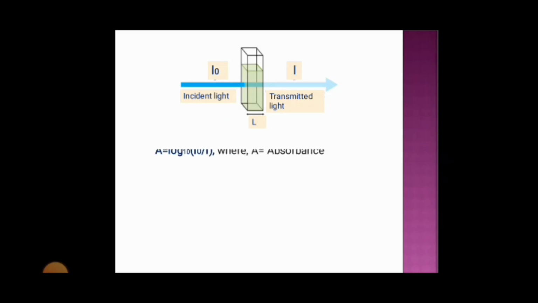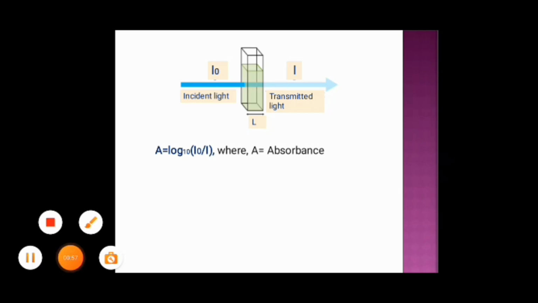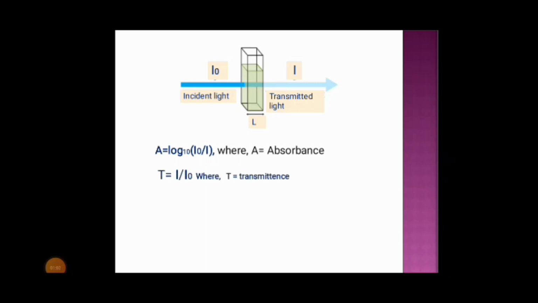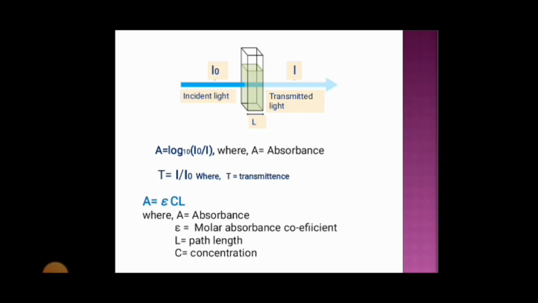The first formula is absorbance A is equal to log10 of I0 by I, where I0 is the incident light and I is the transmitted light. The next formula is T, the transmittance, is equal to I by I0, that is, the transmitted light divided by the incident light. And the most important formula is A is equal to epsilon into C into L. This is the Lambert-Beer Law formula, where A is the absorbance, epsilon is the molar absorption coefficient, L is the path length, and C is the concentration of the sample solution.